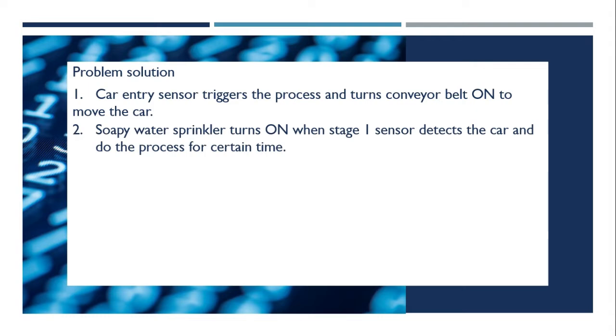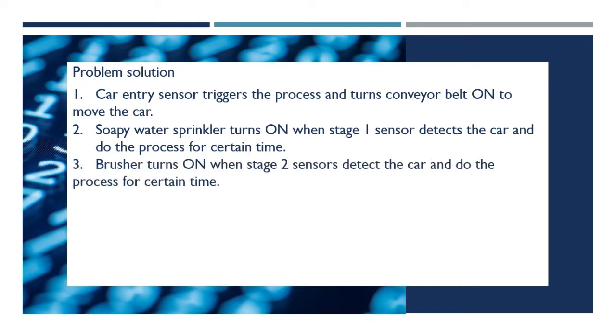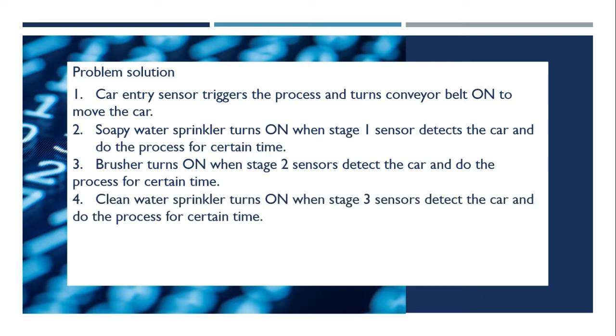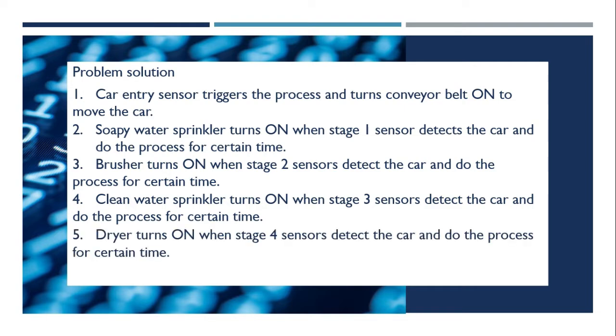Secondly, the soapy water sprinkler turns on when the stage 1 sensor detects the car and does the process for a certain time. Then, the brusher turns on when the stage 2 sensor detects the car and does the process for a certain time. Fourthly, the clean water sprinkler turns on when the stage 3 sensor detects the car, and fifthly, the dryer turns on when the stage 4 sensor detects the car, each for a certain time. Lastly, the car exit sensor triggers the conveyor motor to turn off.